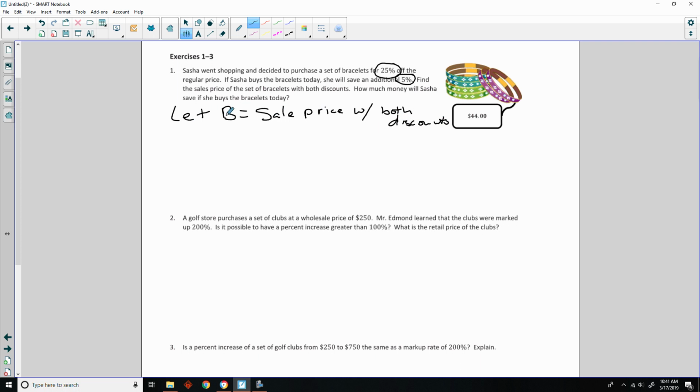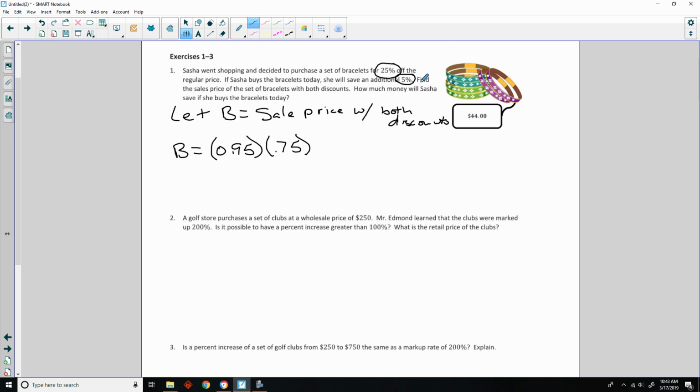Sale price with both discounts will be B. So B equals, let's see. If she is saving an additional 5%, that means she is paying 95%. And then if she saves another 25%, then she's paying 75%. So all I'm doing is taking the 100% minus these percents that she's getting off, and that's what we pay.